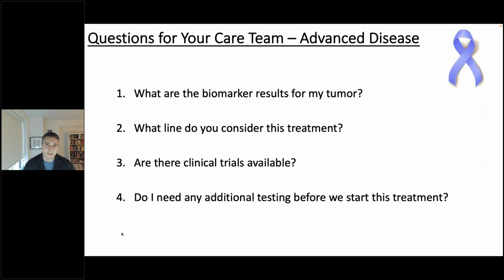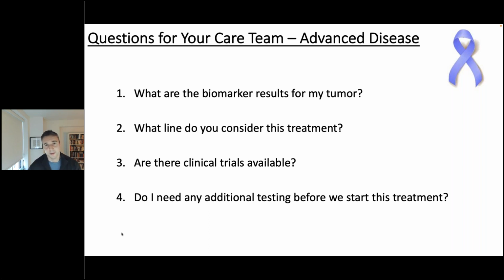Are there clinical trials available? To me, this is a very important question. We know that the standards are standard, but we also know that they're not good enough. And so a lot of our job is to improve the standards, and we do that by clinical trials. And then always a good question is, are we ready to do this thing? Do we need any more testing before we start this treatment?